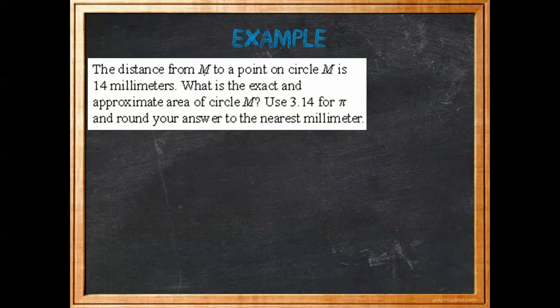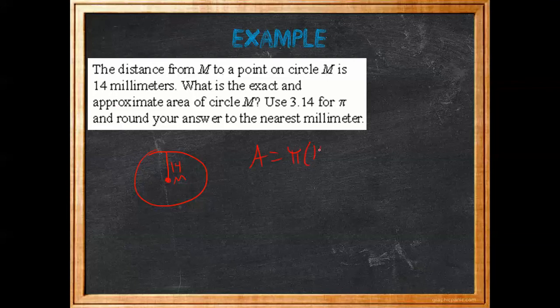This one says the distance from M to a point on circle M is 14 millimeters. What is the exact and approximate area of circle M? Use 3.14 for pi and round your answer to the nearest millimeter. So here we have circle M, and remember, we name a circle by the center point. Here, the distance from M to a point on circle M is 14 millimeters, which means that we're talking about the radius. So 14 is our radius.